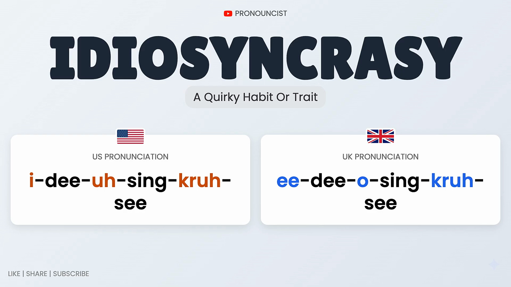Idiosyncrasy, idiosyncrasy. US uses I, UK uses E. Watch A versus O. Practice repeatedly and you'll soon be able to say this word perfectly. The best way to practice is to repeat the syllable multiple times.